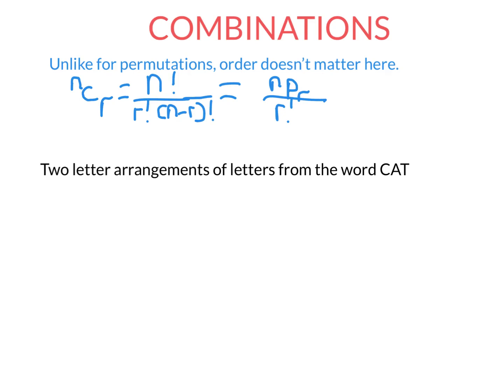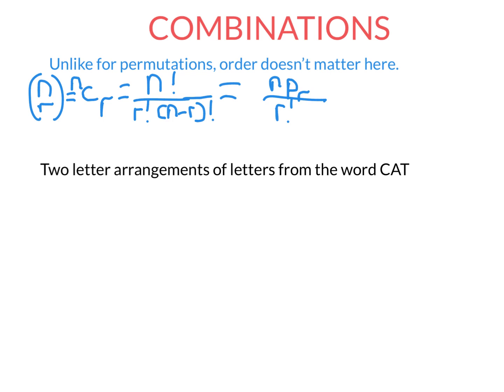Thank you so much for tuning into this video in which we will look at combinations. Combinations are very similar to permutations, but the order doesn't matter here. For combinations, we use the notation nCr, but we also use the notation n over r in brackets. These two both mean the same thing: combinations.